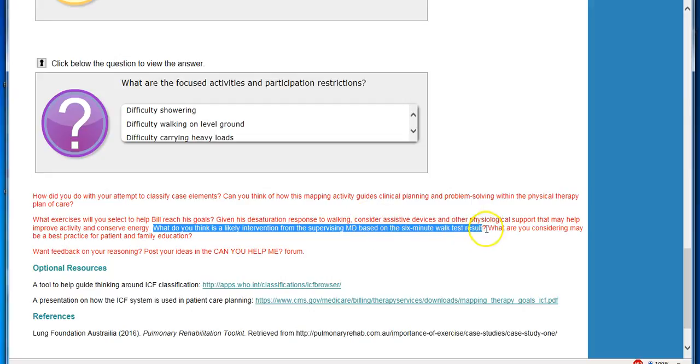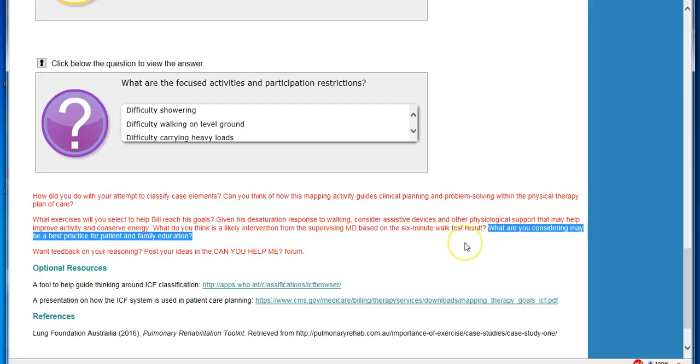And then finally, given the personal factors, environmental factors, and the medical history, what are you considering maybe a best practice as you approach working with Bill and his family and educating them on rehab principles? So give that a try.